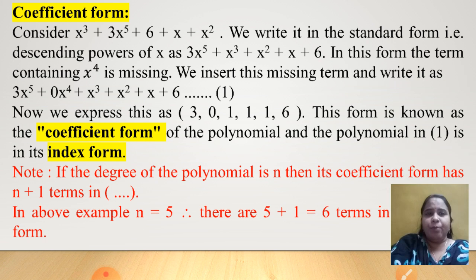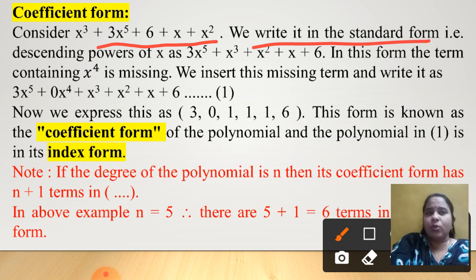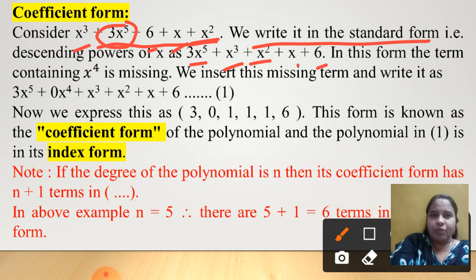Let us move to the next very important concept of this chapter, that is coefficient form and index form. It will be useful while solving sums based on synthetic division. Let's see this. Consider x cube plus 3x raised to 5 plus 6 plus x square. In order to write this given polynomial in coefficient form, there are a few steps to be followed. The first step is to write it in standard form. In the previous slide, I explained what standard form is. Start with the highest order, that is 3x raised to 5. Then what will you write? 3x cube, then 3x square, then x and then the constant 6. This is the first step in order to get the coefficient form of any polynomial. What is the first step? To write the given polynomial in standard form.